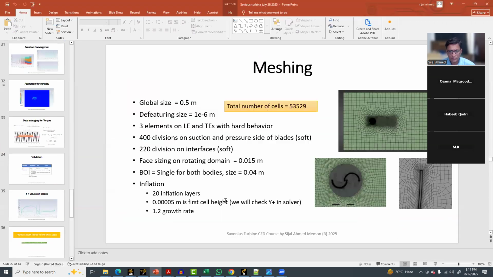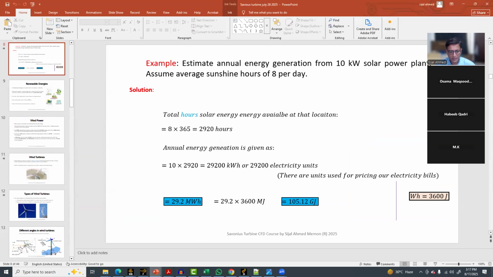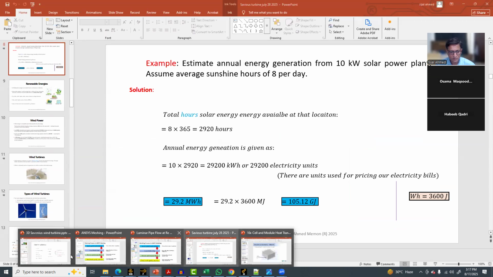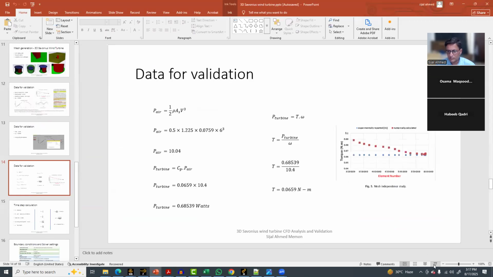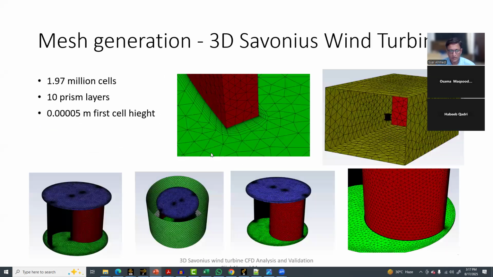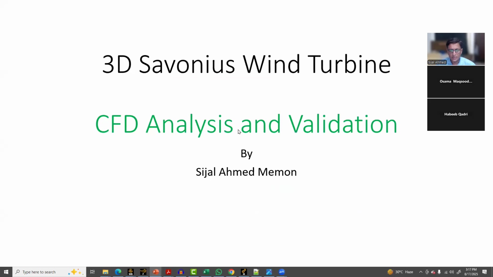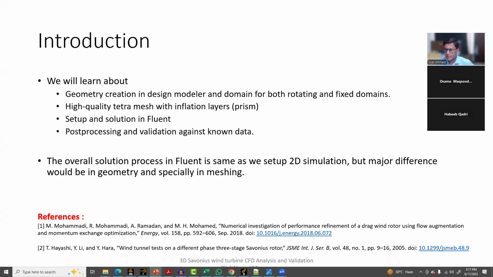Okay, so in the 3D case, what I did is over here. This case is from a different reference, and the reference that I'm following here is the first reference, and the same reference got data for the validation from the second reference. The second was published in 2005, and the first reference was published in 2018.